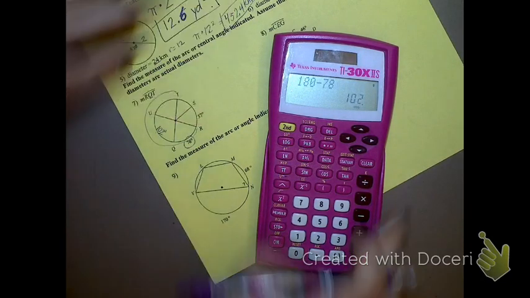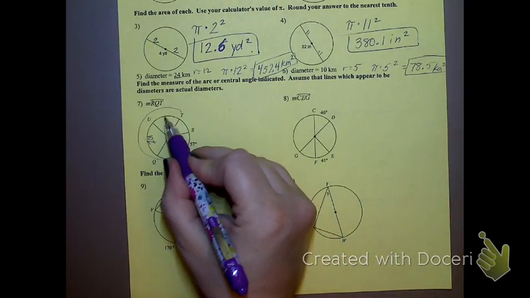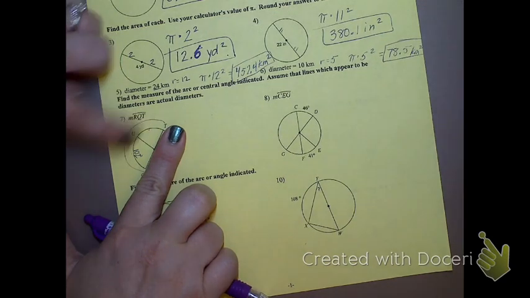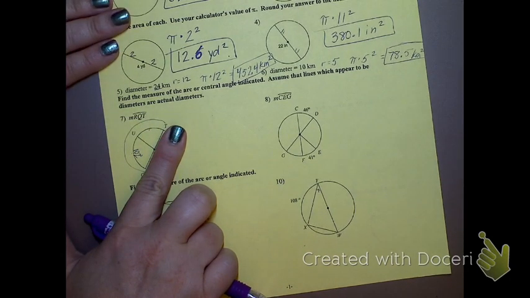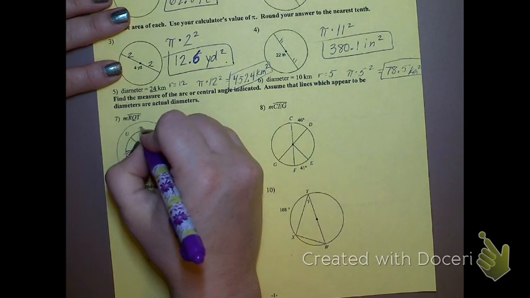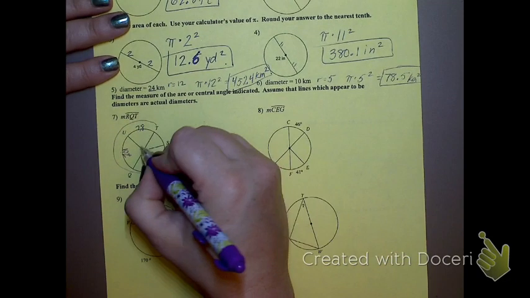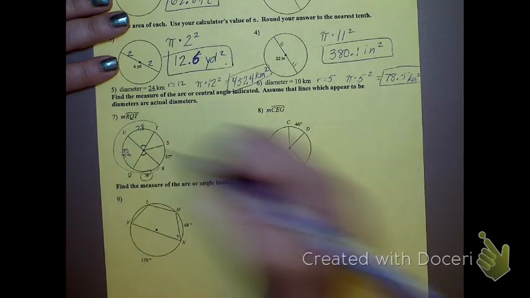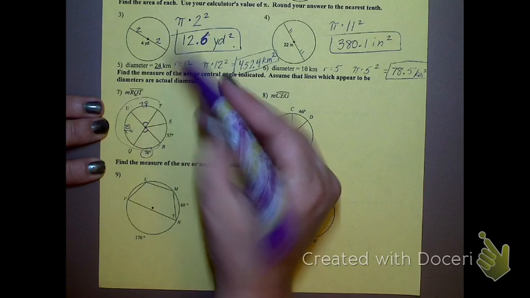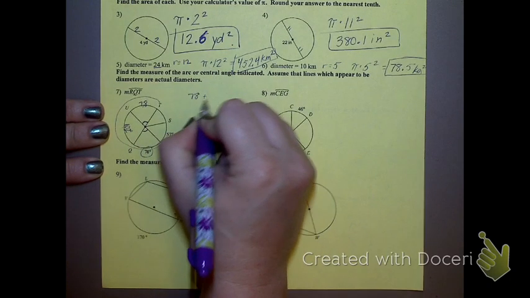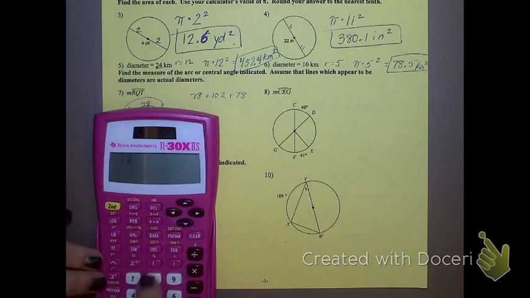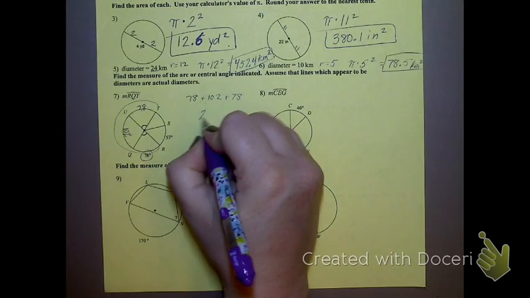So that one's 102. Can I use the same method to find this guy? If I know that one is 102, don't these together have to equal 180? So it's going to be 78. Is there another way I could have found that 78? These two are vertical angles, aren't they? So the arcs would be the same as well. So how am I going to find RQT? I'm going to take 78 plus 102 plus 78. Let's see what that gives me. 78 plus 102 plus 78 is 258 degrees.